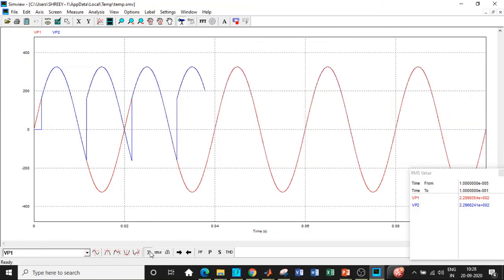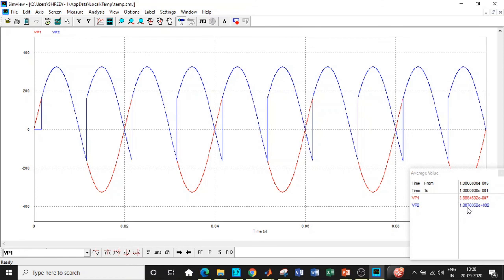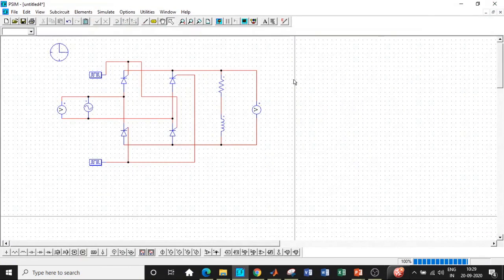And what about the average value? Click on average. You're getting 180.76. That is why 180.76 is what we are reading. So we are getting the exact value with respect to our calculation, and we are getting the exact waveform as well. This confirms that we are in the right direction with respect to the results. So this is how we simulate a full wave controlled rectifier for RL load in PSIM.